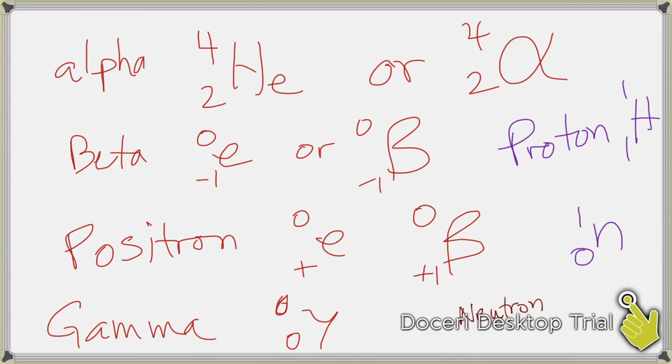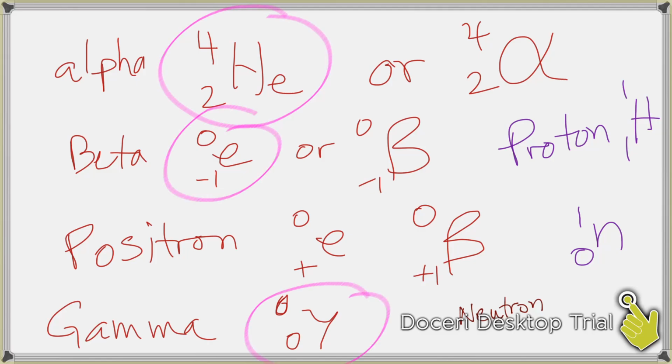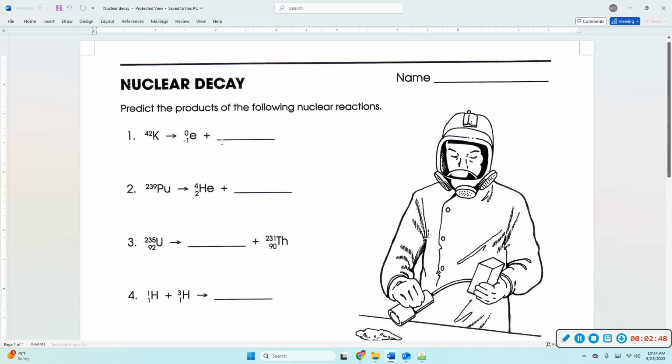Okay, the most common ones that we'll see are alpha, beta, and gamma. Remember, alpha is sometimes written like this with the A. It's actually better when it's an A because you know it's alpha. With the B, you know it's beta. It's more obvious. But identify that E with the -1 at the bottom and a 0 mass on top is your beta as well.